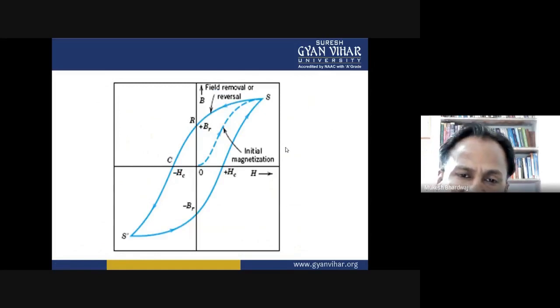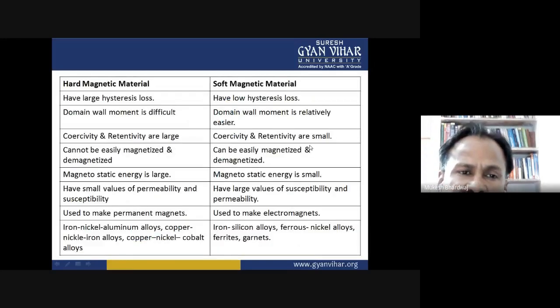Again, the hysteresis curve shows the same phenomena of varying magnetic field. Now, this is the tabular difference between the hard magnetic materials and soft magnetic materials. Hard magnetic materials have large hysteresis losses. Soft magnetic materials have low hysteresis losses. Domain wall movement is difficult in hard, and relatively easier in soft. Coercivity and retentivity are large in hard, and small in soft.